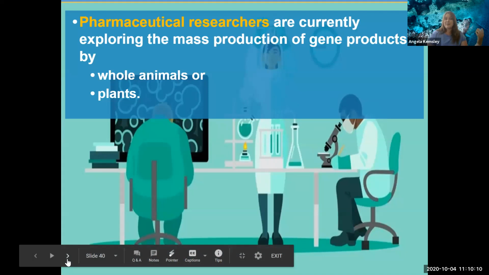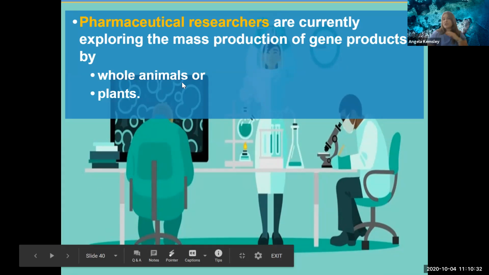So you can imagine this is used quite a bit by pharmaceutical researchers, and pharmaceutical researchers are currently exploring the mass production of gene products. We're pretty good at some of these. You know, we're pretty good at making insulin. We're pretty good at making human growth hormone, although we're always trying to get better at it so we can make them cheaper and more readily available to the general public.